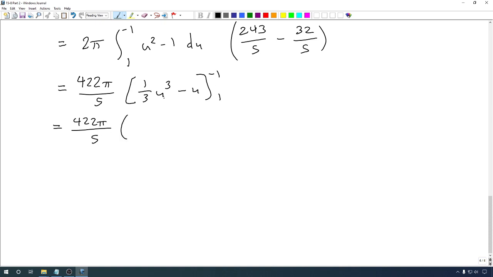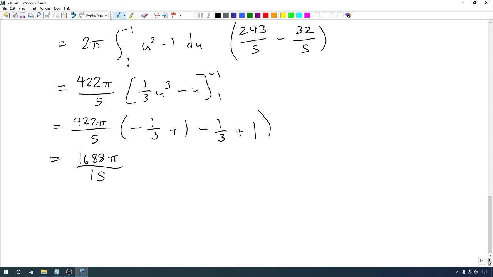So plugging in -1, -1 cubed is -1, so we have a -1/3 minus a -1, so plus 1. Then we subtract, plugging in 1 here, so 1/3. And then we subtract a negative, so plus a 1. All this turns into 4/3. So we end up multiplying 422 by 4 to get 1688 pi. And we add a 3 on the bottom, so the 5 becomes a 15.